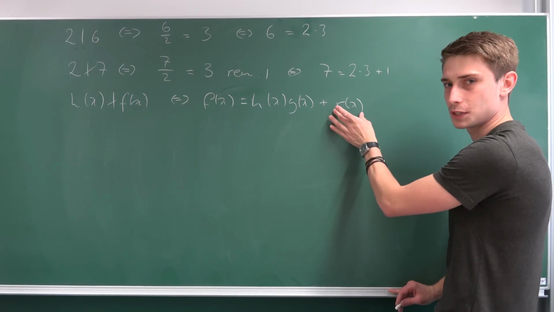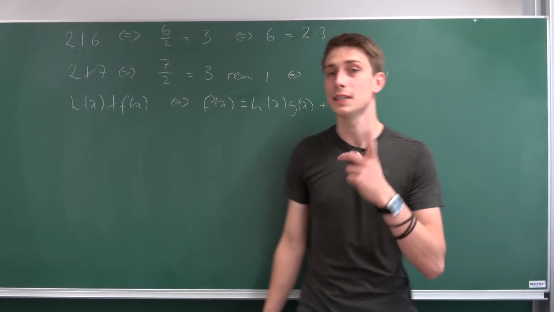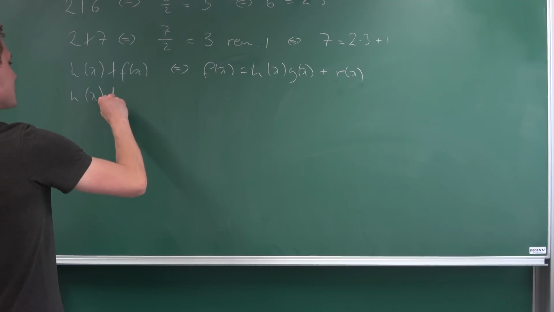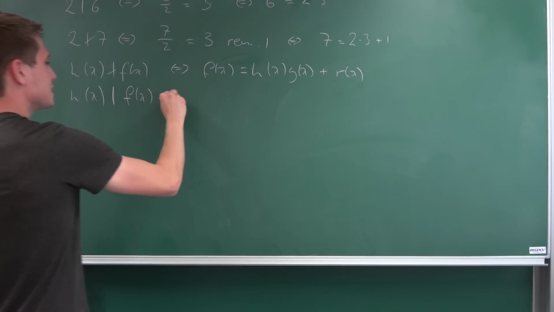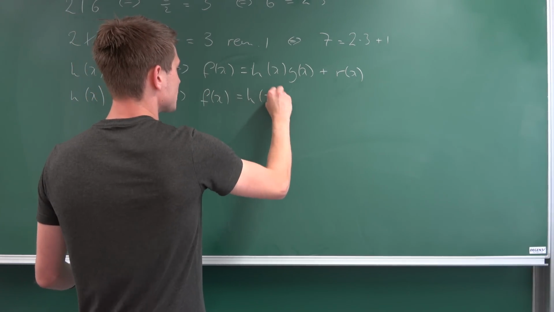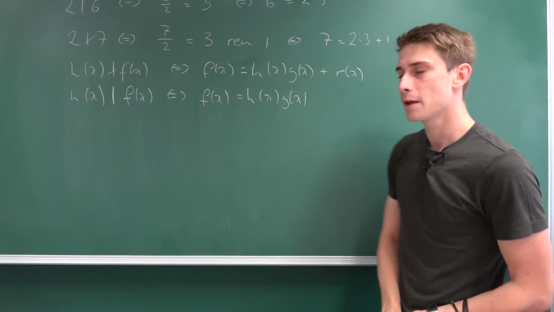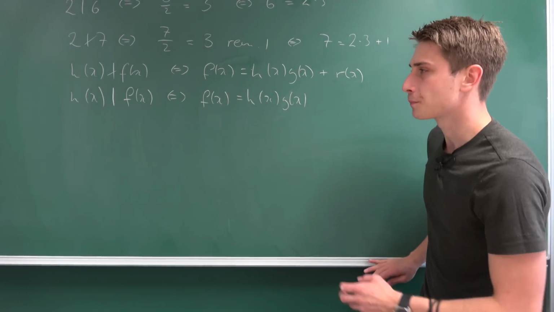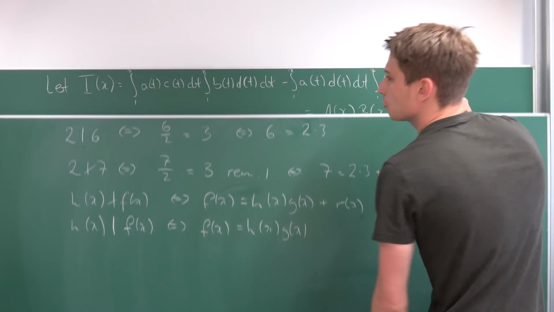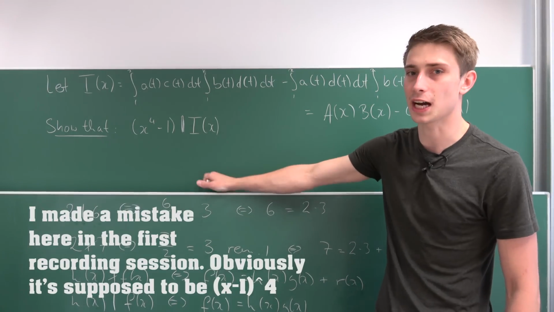What happens if this remainder is exactly 0? Well, that means that this polynomial does indeed divide f of x. So let's assume that h of x does indeed divide f of x. That's equivalent to saying that f of x is nothing but some h of x times g of x with a remainder of 0. Okay, nice. But how does this help with this problem right here? If we take a closer look at this problem, we wanted to show that x minus 1 to the 4th power does divide I with respect to x.